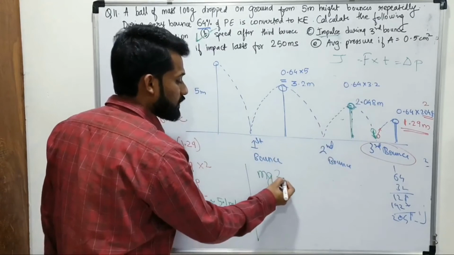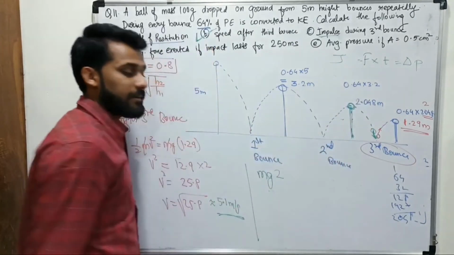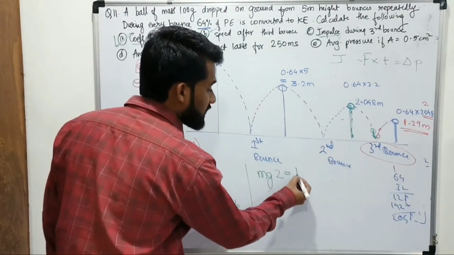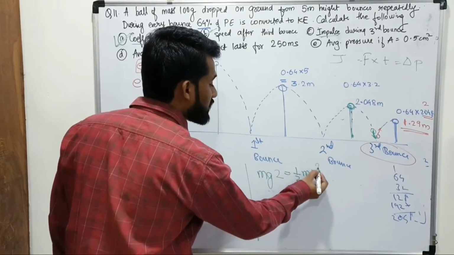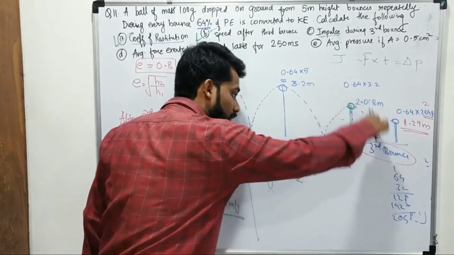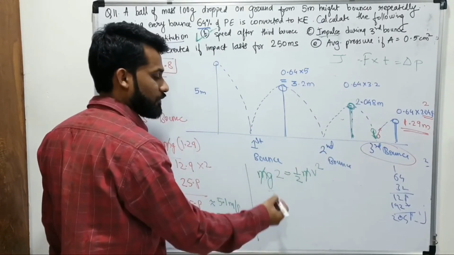mgh. What was the height? 2. Let us treat it as 2. mgh. And that was converted into kinetic energy, half m v square. So what was the speed before collision? You can calculate the speed before collision.